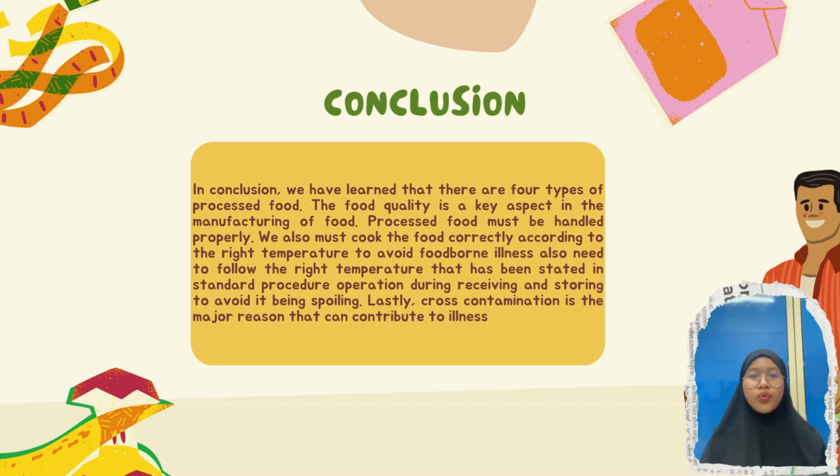The food that we eat must be safe from all 3 hazards that I have mentioned above. We also must cook the food correctly according to the right temperature to avoid foodborne illness. We also need to follow the right temperature stated in the standard operating procedure during receiving and storing to avoid it being spoiled.